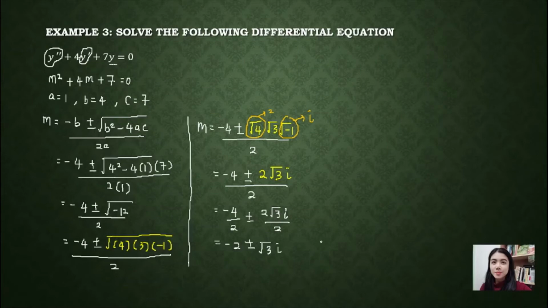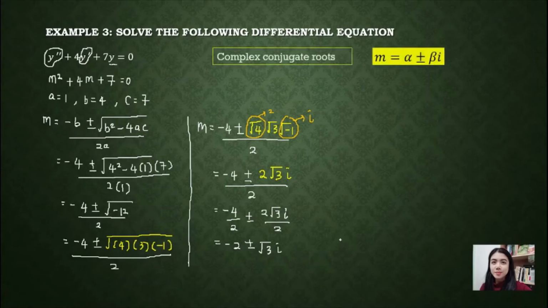And then let's compare this with our general form. Of course, this is actually the complex conjugate roots. So you have m equals alpha plus minus beta i. You can see here that your alpha is negative 2, and your beta is actually the square root of 3.